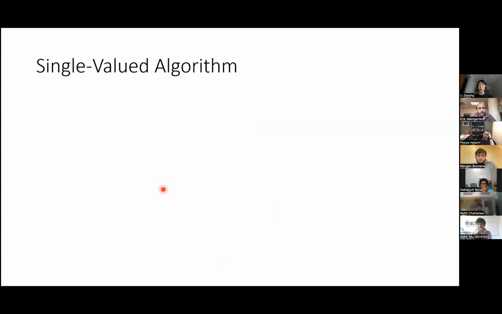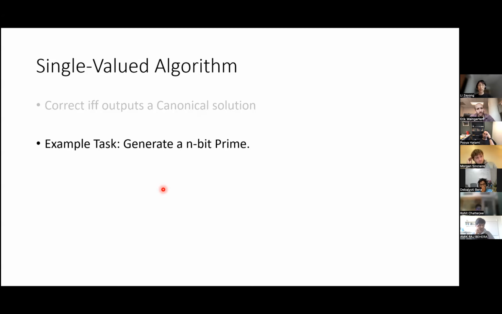So what's a single-valued algorithm? At a very high level, you can think of it this way: an algorithm is single-valued if a computational path of the algorithm is considered correct only when it outputs a canonical solution. It's fine if it doesn't quite make sense at the moment, as I will have examples. For example, let's consider the following task. Say the goal is to generate an n-bit prime number.